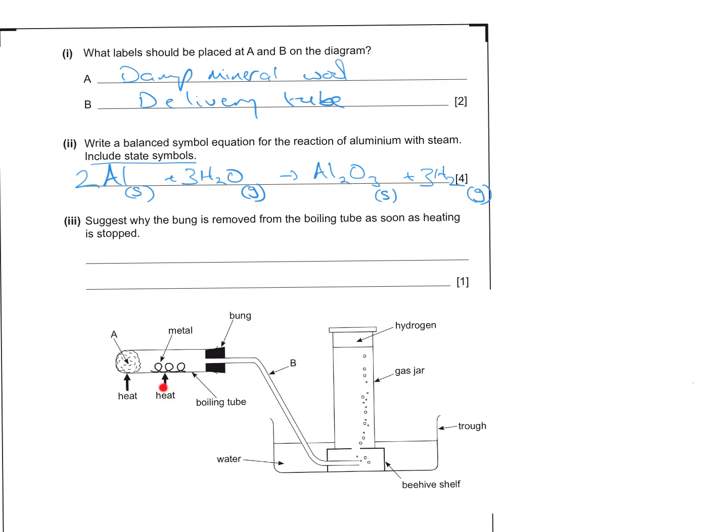So what we would do is remove the bung. Now the question is saying remove it as soon as heating is stopped. What we would often do is actually remove the bung first before we take the heating away, although that can be difficult because the apparatus can be very hot. But anyway, regardless of that, the reason why the bung is removed as soon as heating is stopped is to prevent suckback.